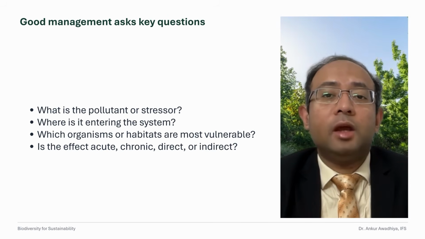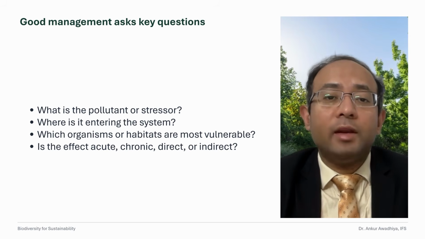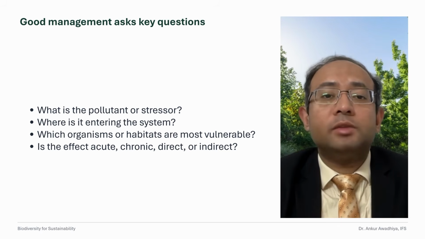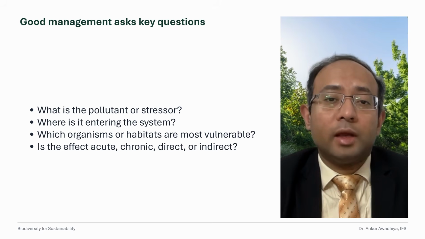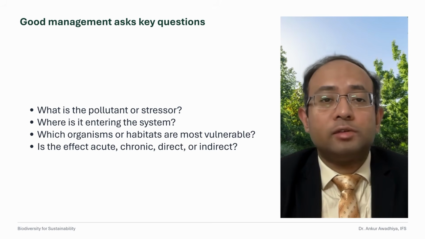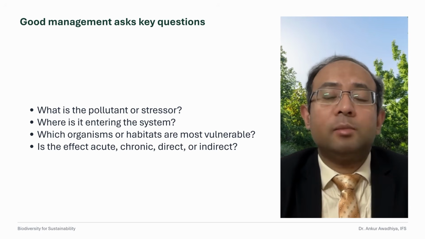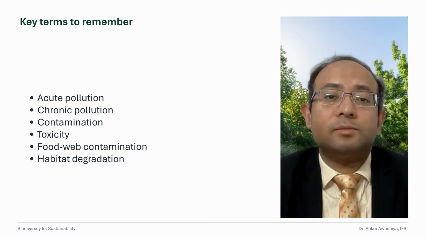Effective pollution management begins with the right questions. What is the specific pollutant or stressor? Where is it entering the system? Which organisms, habitats, or processes are most vulnerable? Is the effect acute or chronic? Is the damage direct through toxicity or indirect through food webs and behavioral disruption? These questions move management beyond reactive responses. They help focus effort where it is most needed, and they prevent the mistake of treating pollution as a single uniform problem when it actually works through very different mechanisms in different ecological contexts.